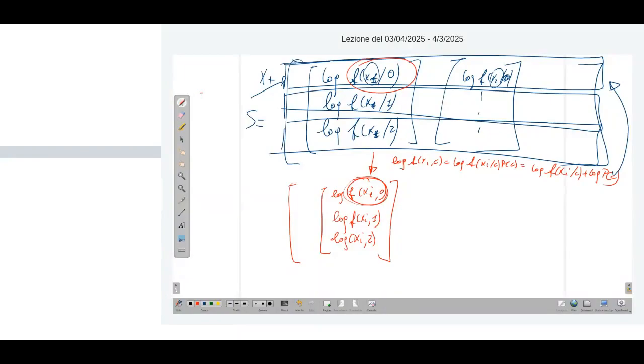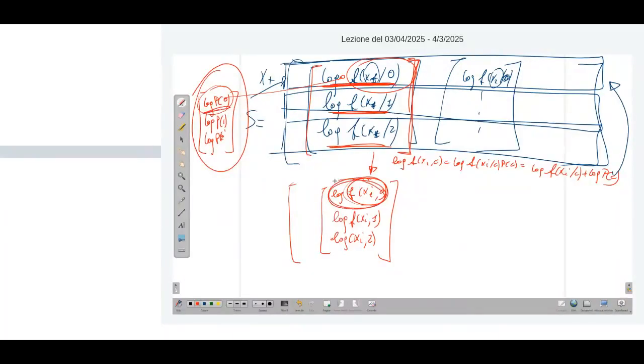So again, we take a vector, this time with the logarithm of the prior probabilities, and we need to add each of these terms to the corresponding class conditional likelihoods. So for one sample, we'll take the vector of class conditional likelihoods and add to that vector the vector of log priors. So the first term would be log of this plus log of this, which would correspond exactly to the log of the joint, and the same for the other two.